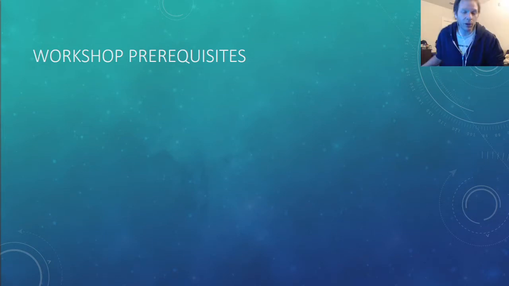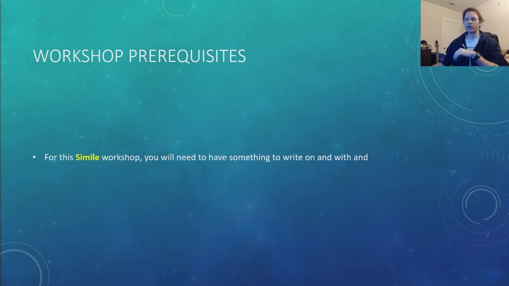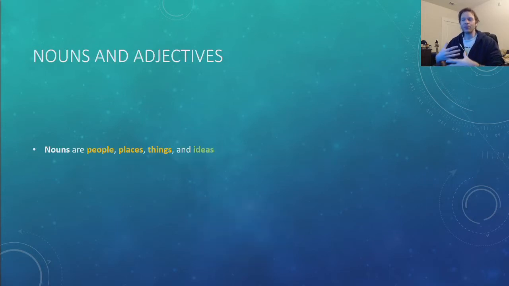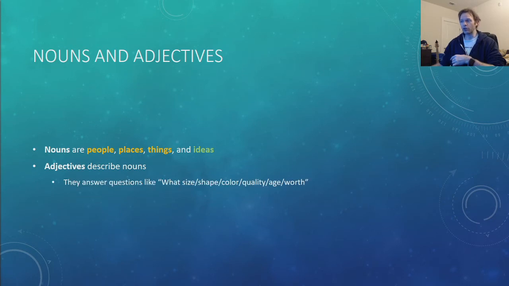A couple of things that I want to make sure that we know for our workshop are the prerequisites. Number one, you're going to need something to read or write with. And number two, you're going to need to know nouns and adjectives. Nouns are people, places, things, and ideas. Adjectives describe nouns, and they answer questions like what size, shape, color, quality, age, or worth.